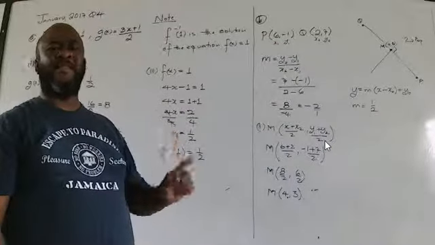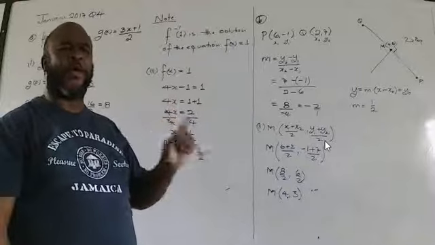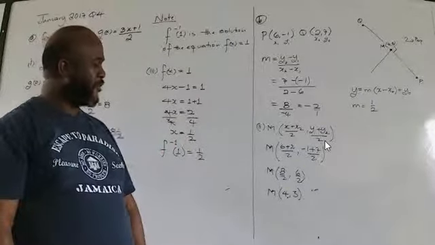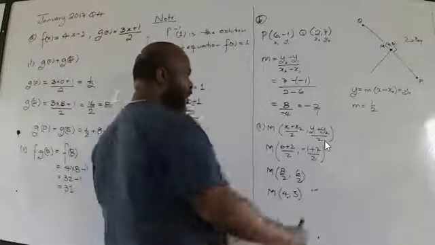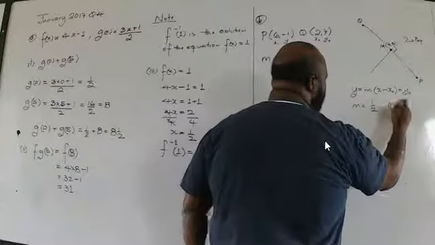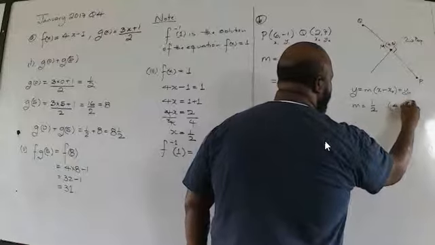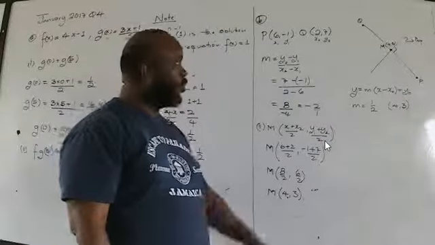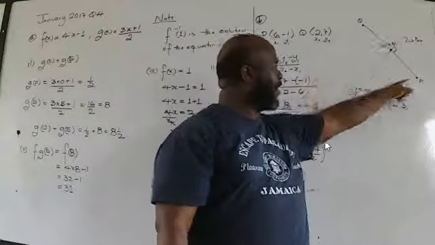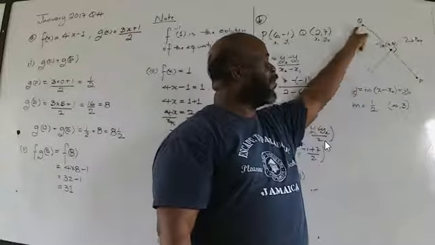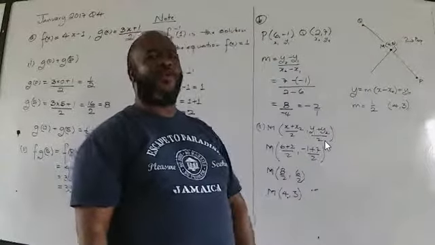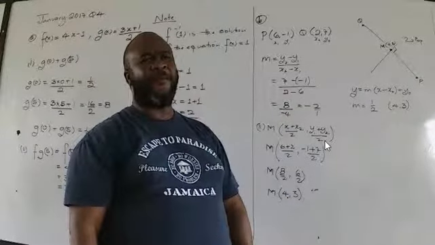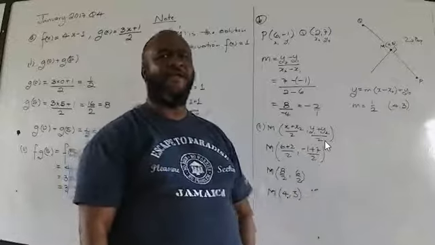I need 1 point on the perpendicular bisector. Who can tell me the coordinates of 1 point on the perpendicular bisector? 4, 3. M, the midpoint, (4, 3). There are 3 points up there, so 3 points you know: P, M, and Q. Which one of those is on the perpendicular bisector? The only one on the perpendicular bisector is M, which is (4, 3).